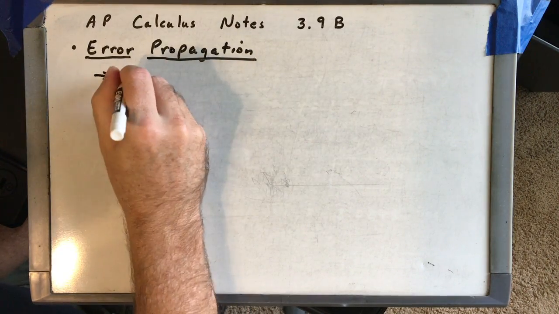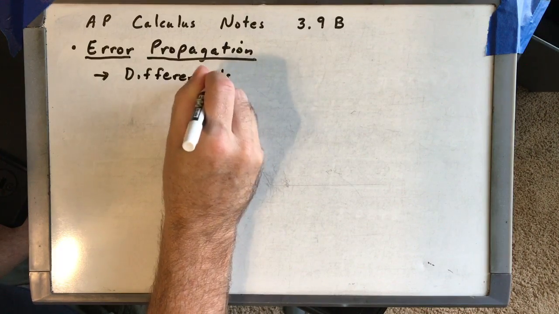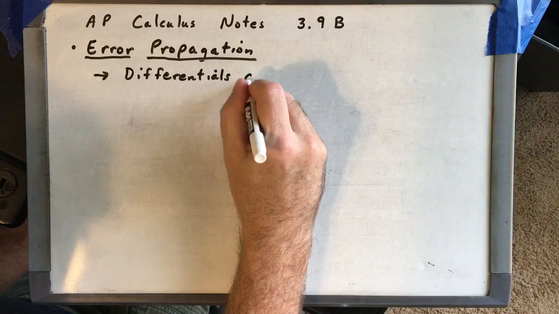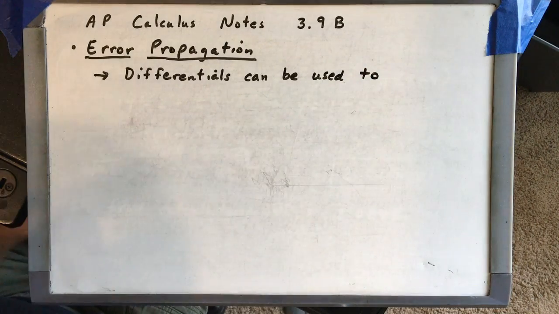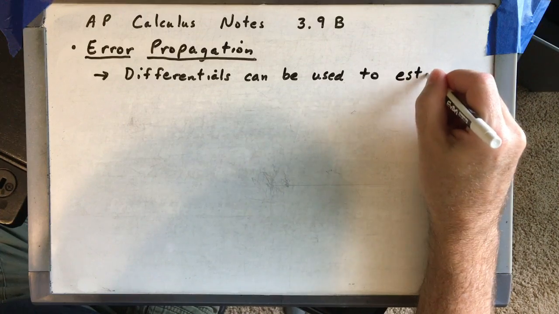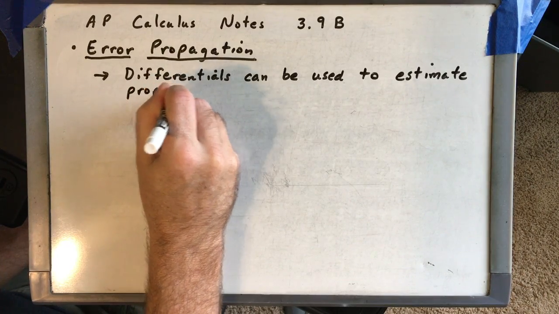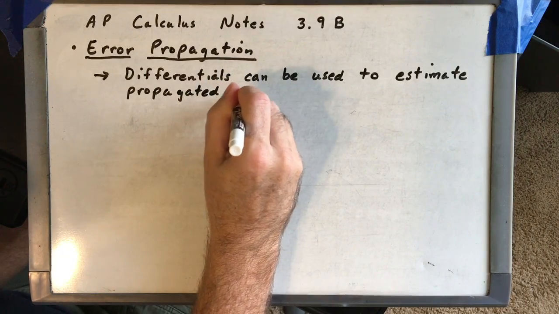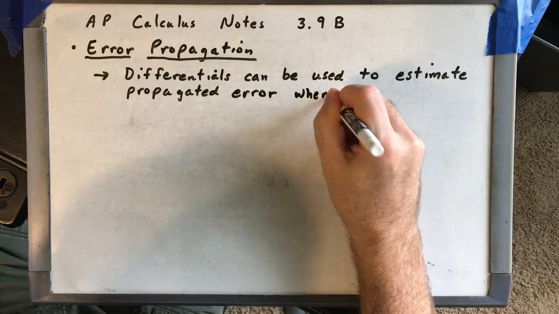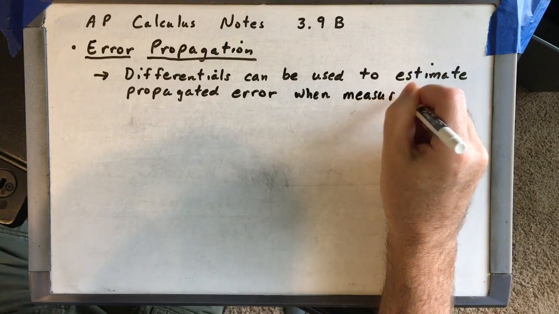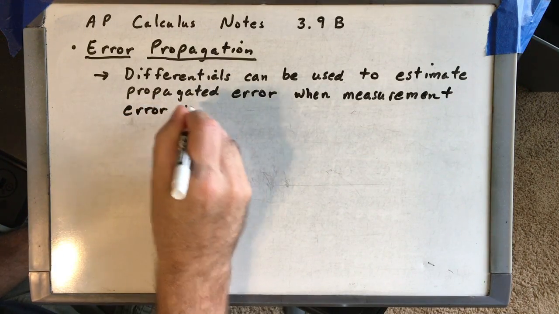Okay, so differentials, a concept I introduced in the last lecture, can be used to estimate propagated error when measurement error is known.